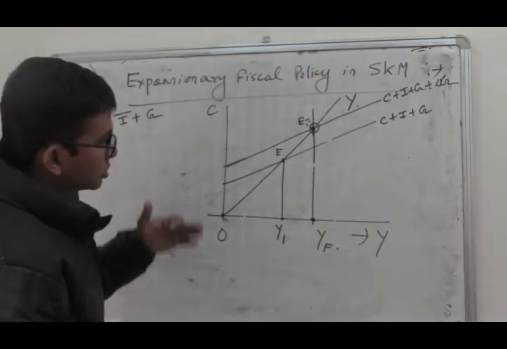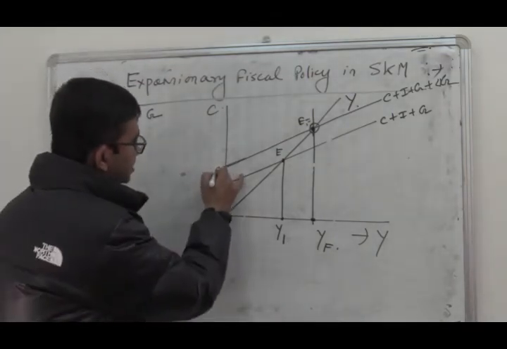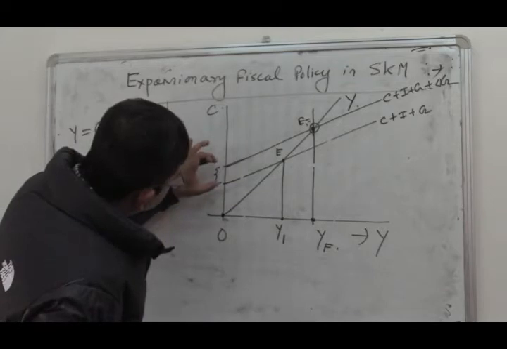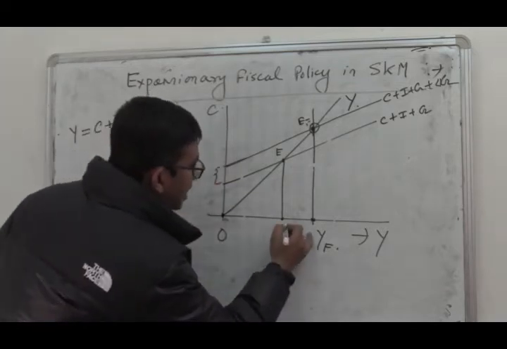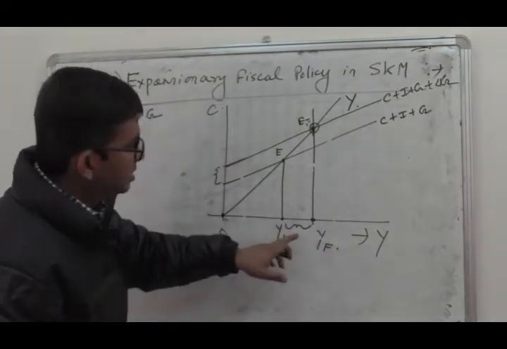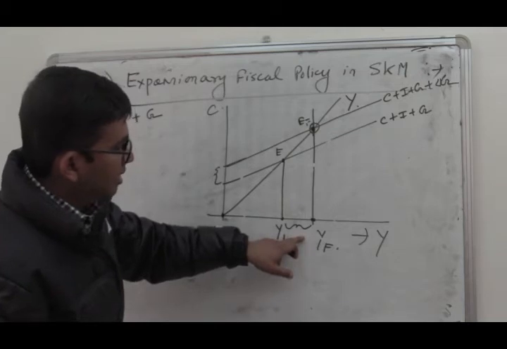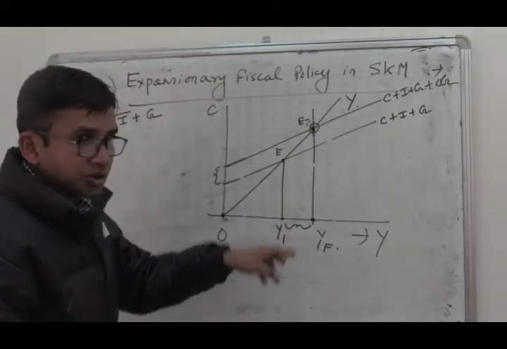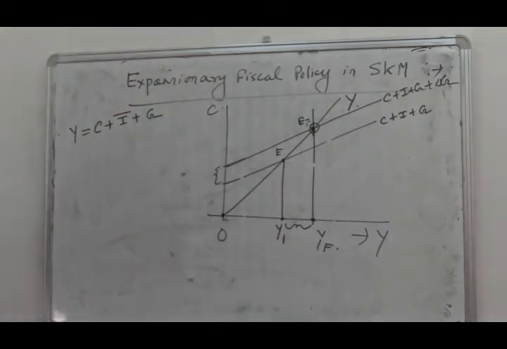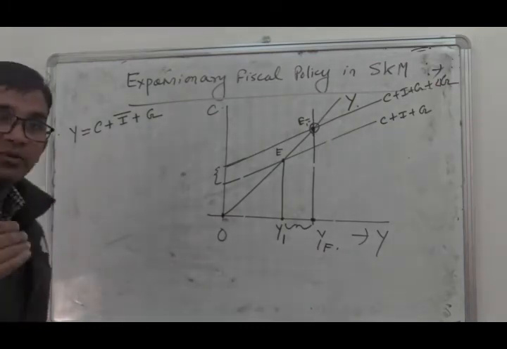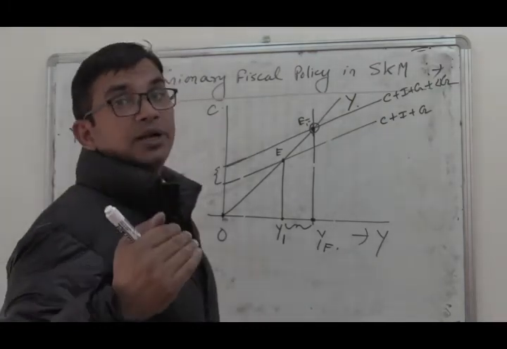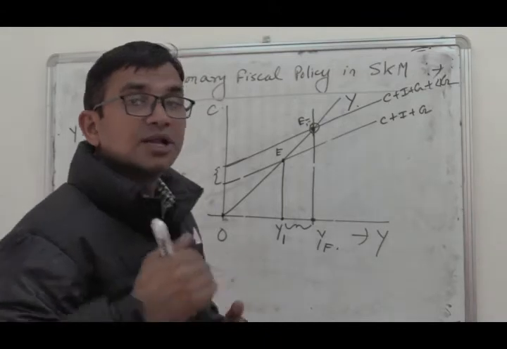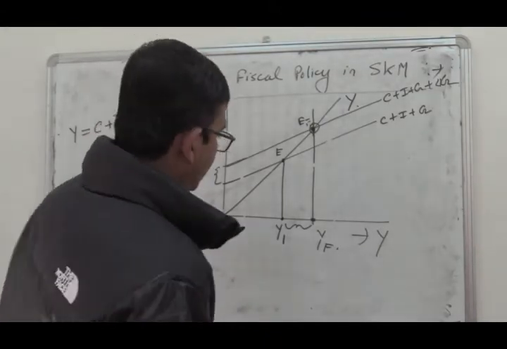Now, definitely we can see that this is the change in fiscal policy, this is the change in government expenditure, and this is the change in aggregate level of output. So there is also a multiplier effect, and this multiplier effect will be similar to the government expenditure multiplier, similar to the private investment multiplier.